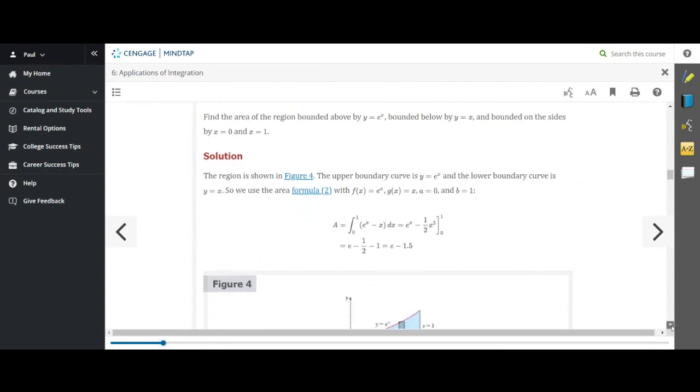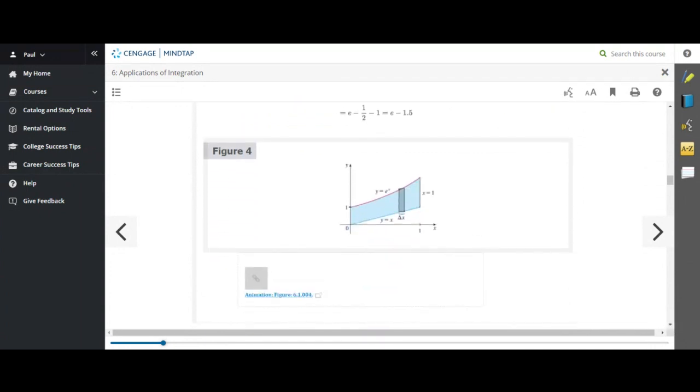If we look at a picture of this, here's what we're trying to find the area of in figure 4. That blue area. The function above is y equals e to the x, which looks like an exponential function. The function below is y equals x. And on the x-axis, you go from 0 to 1. It looks like they've made the notch where you go to 1 quite a bit larger on the x-axis than on the y-axis. Not quite sure why they did that, but you see what they do there.